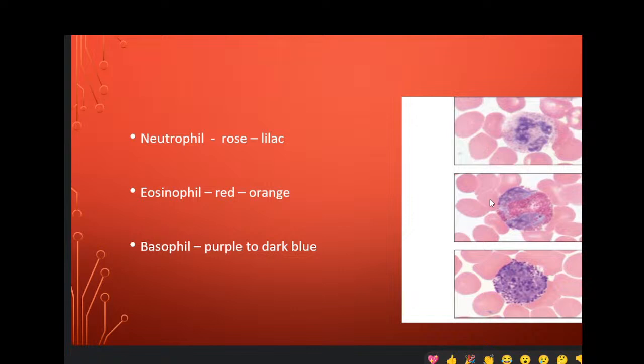Anyways, the black to purple, purple to dark blue color is reserved for your basophil. Okay? Clear? Give me a thumbs up, everybody, if you guys are clear with what I'm saying.